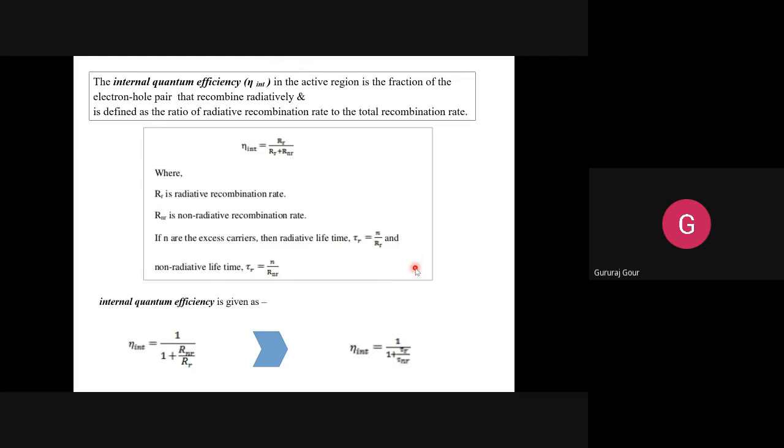Totally, just to summarize this slide, the internal quantum efficiency is simply the ratio of radiative recombination rate to the total recombination rate. That only we are trying to put mathematically with some notations. RR is the radiative recombination rate, RNR the non-radiative recombination rate. With tau R and tau NR you have to write their respective lifetimes of the carriers. So this is the internal quantum efficiency.